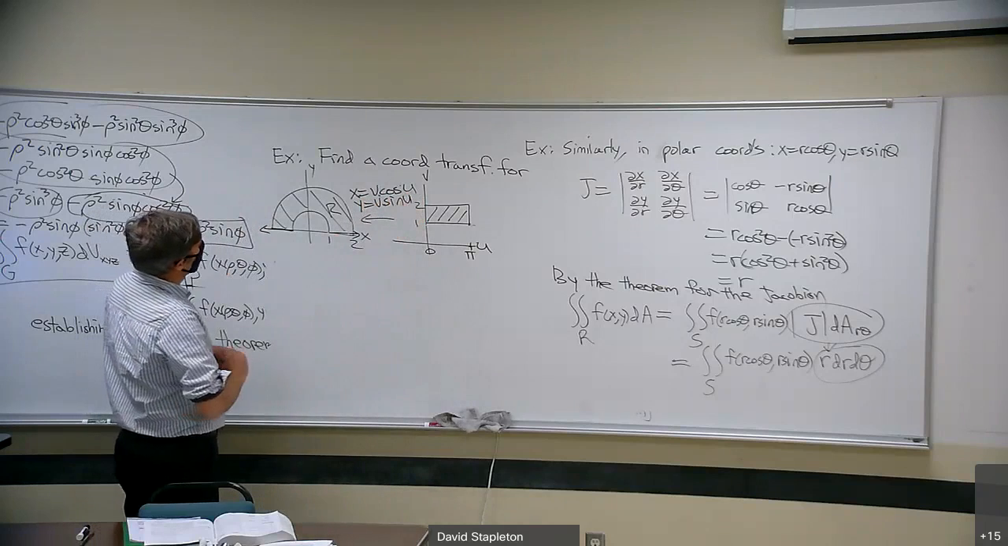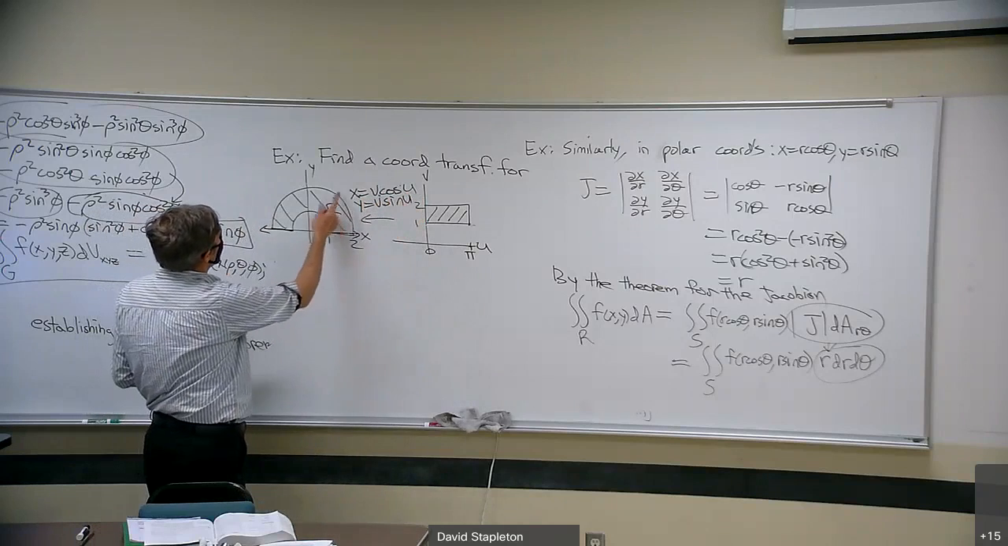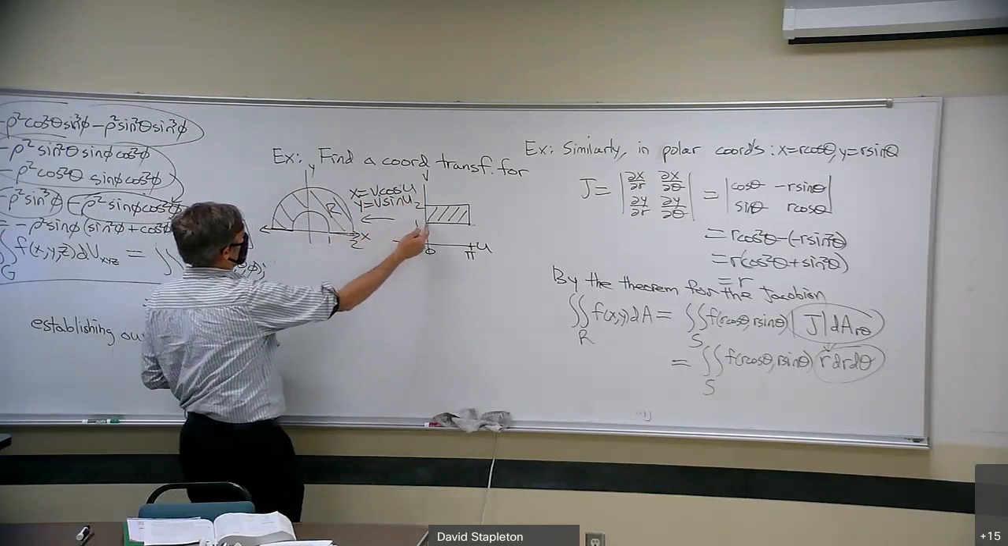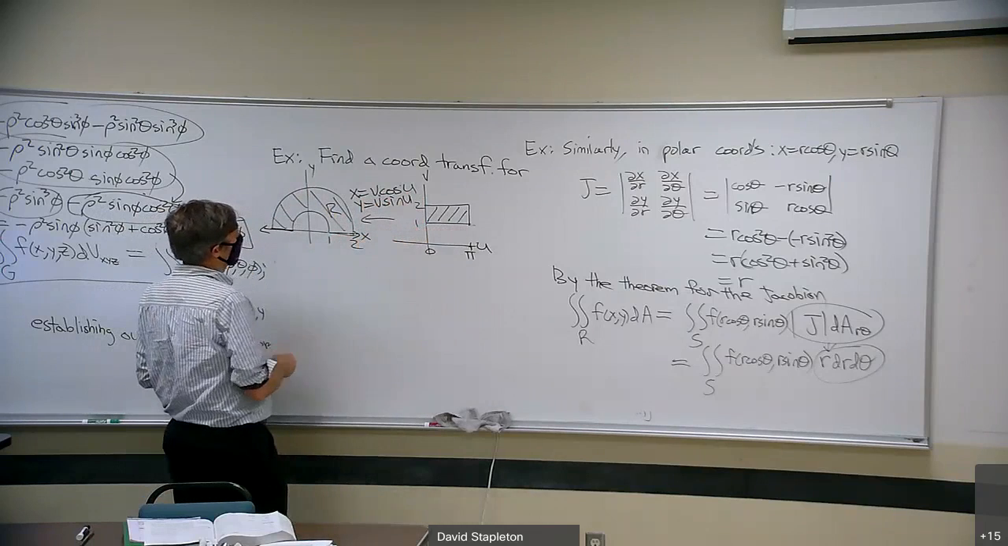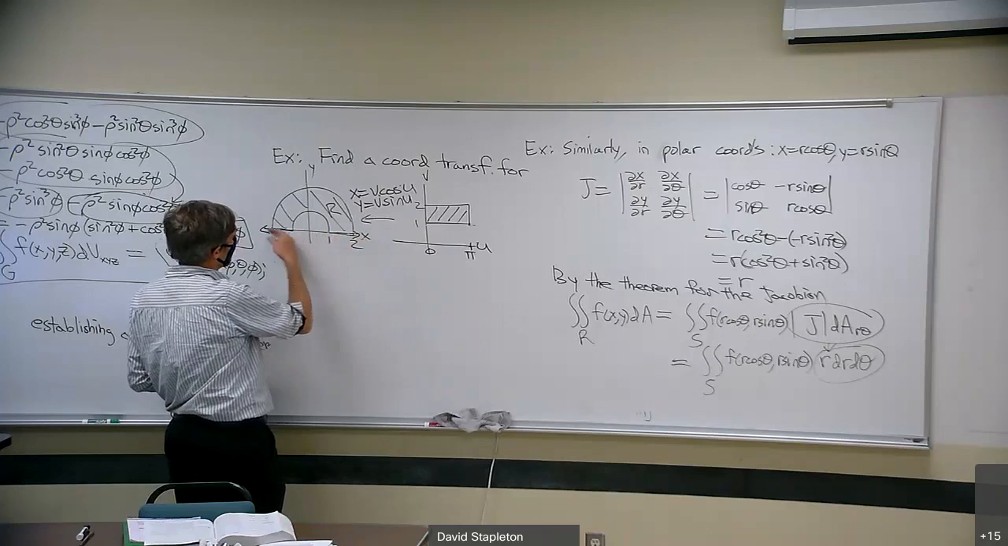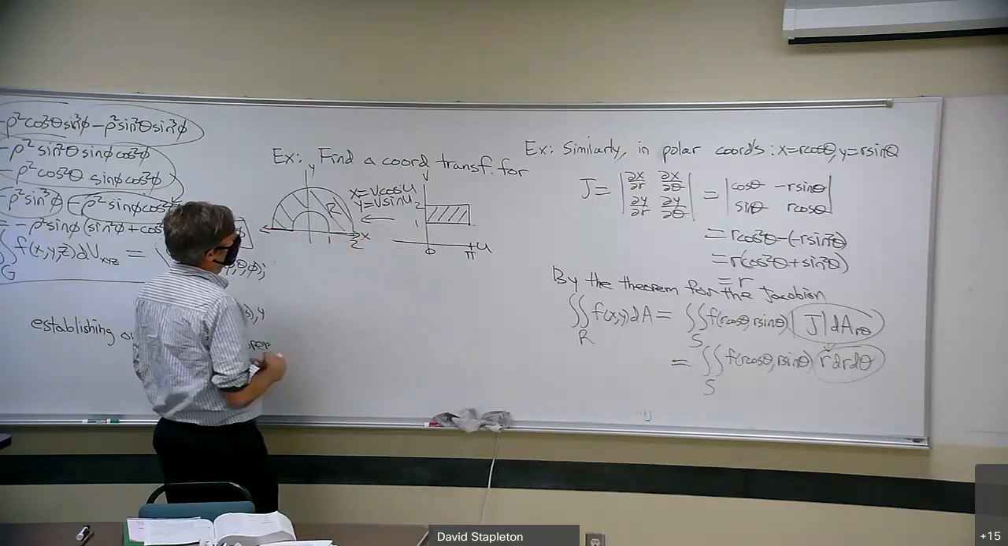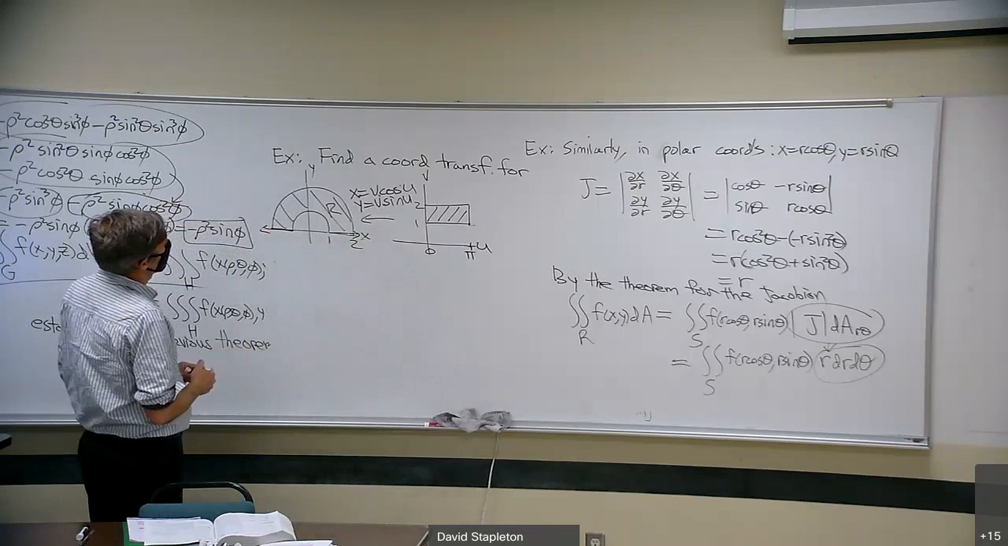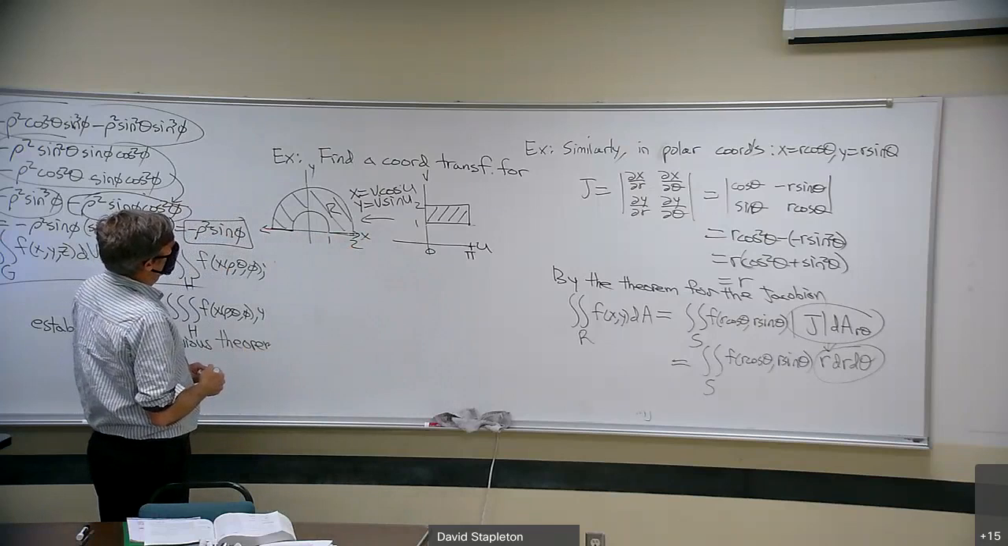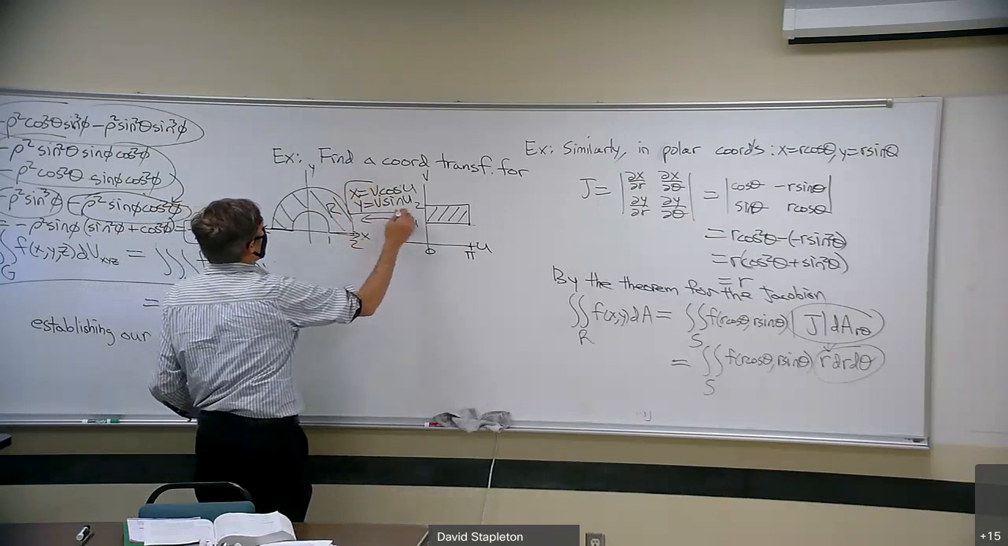So that's the idea. When the constant radius arc of a circle transforms to a straight line, it must be a polar coordinate, right? A straight ray transforms to a straight line. That's a polar coordinate transformation. So that's the transformation, and then you can go the other way.